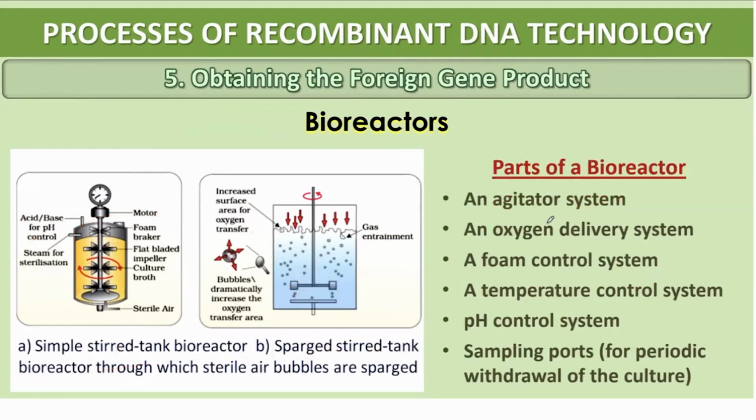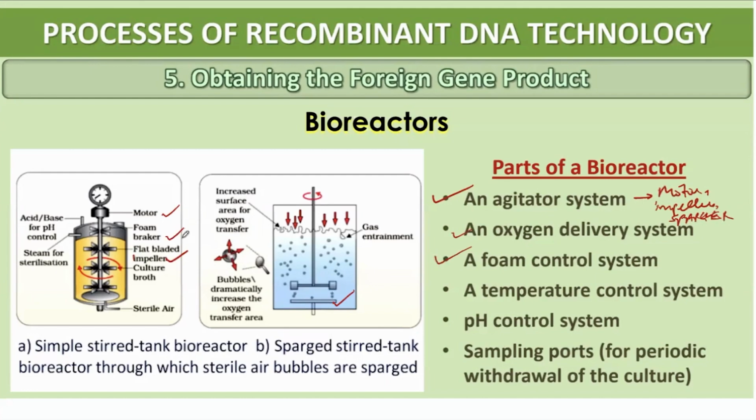Now, what are the parts of a bioreactor? We have an agitator system. So what is the agitator system? In the agitator system, we have impellers. Then we have the motor, and we have the foam breaker. And in this, we have the sparger. So in the agitator system, we will have the motor, impellers, and sparger as well. Then we have an oxygen delivery system. Depending on the type of organism that we use, whether it is aerobic or anaerobic, we can supply the oxygen.